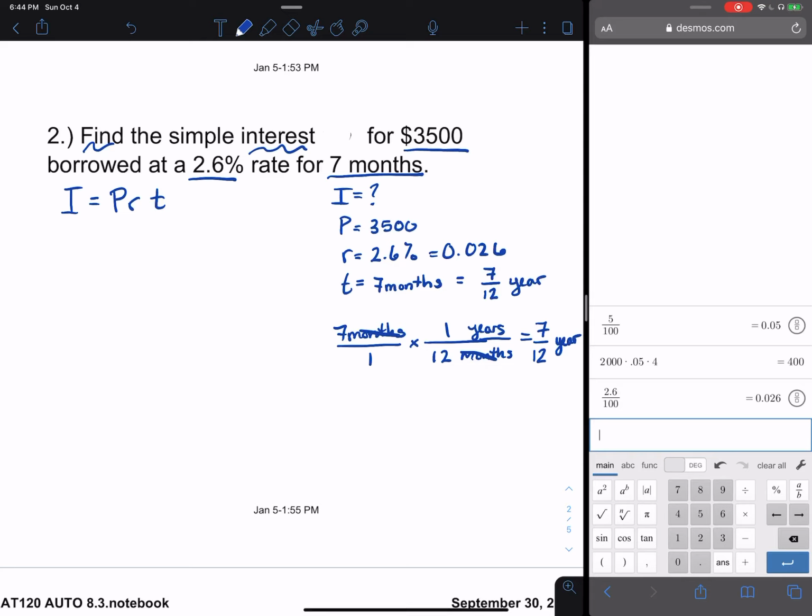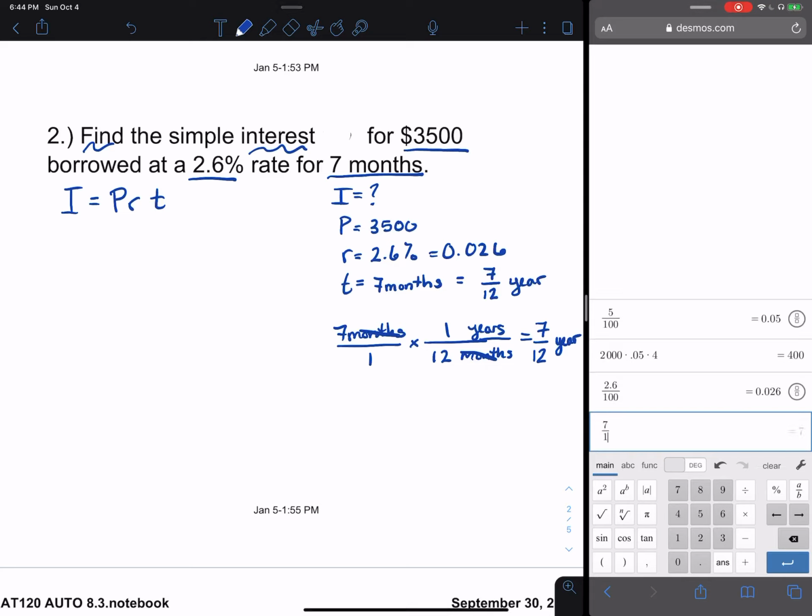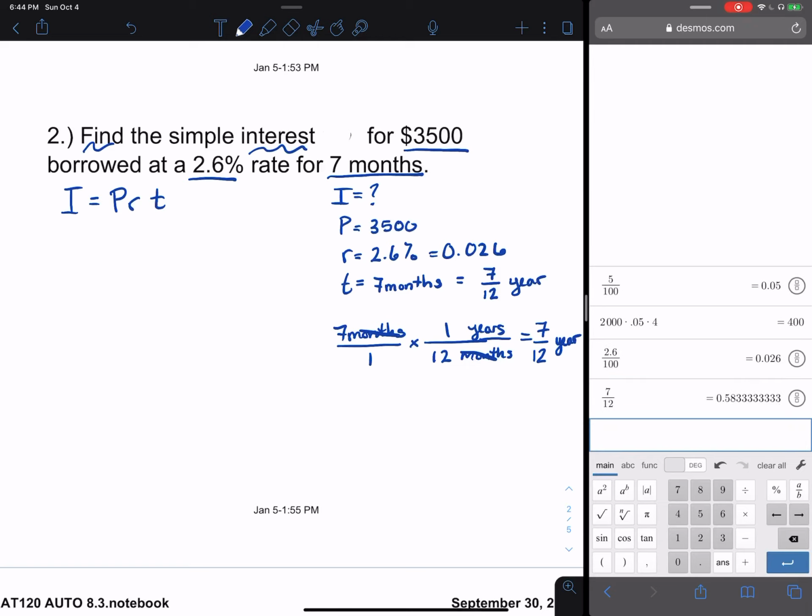One thing I want to point out is when I do 7 divided by 12 in my calculator, I get this repeating decimal, the 0.583 repeating. And I don't want to have any rounding when I'm substituting in. So I'm going to actually substitute in the fraction, not a rounded decimal. Now I'm going to substitute in, like I've been saying I will.